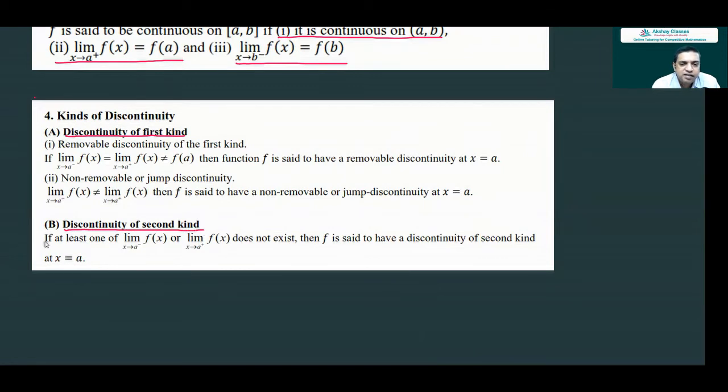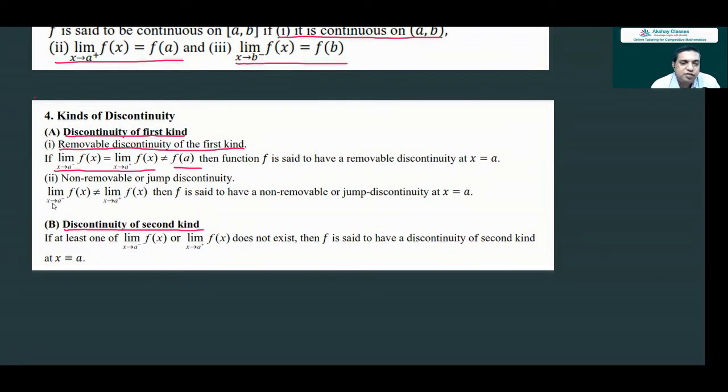The difference is, in discontinuity of the first kind, the limits exist and are finite, not infinite. The left-hand limit and right-hand limit are finite, and they exist. Now, removable discontinuity of the first kind is defined like this: the limit exists, the left-hand limit is equal to the right-hand limit, but it is not equal to the function value.